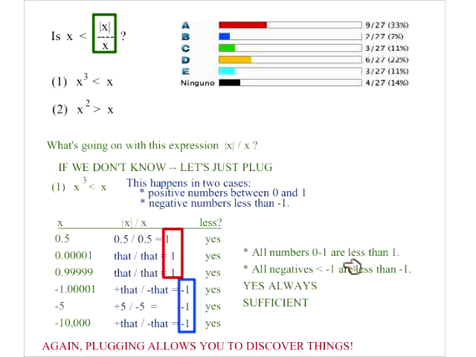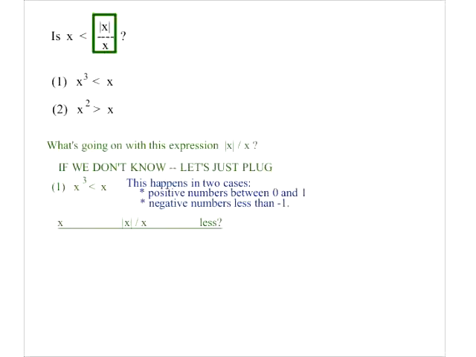So this is basically the theory. But if you do the plugging, then you can discover the theory. It's kind of neat. Let's do the other case, and then we'll finish. So statement 2, which is x squared is greater than x.